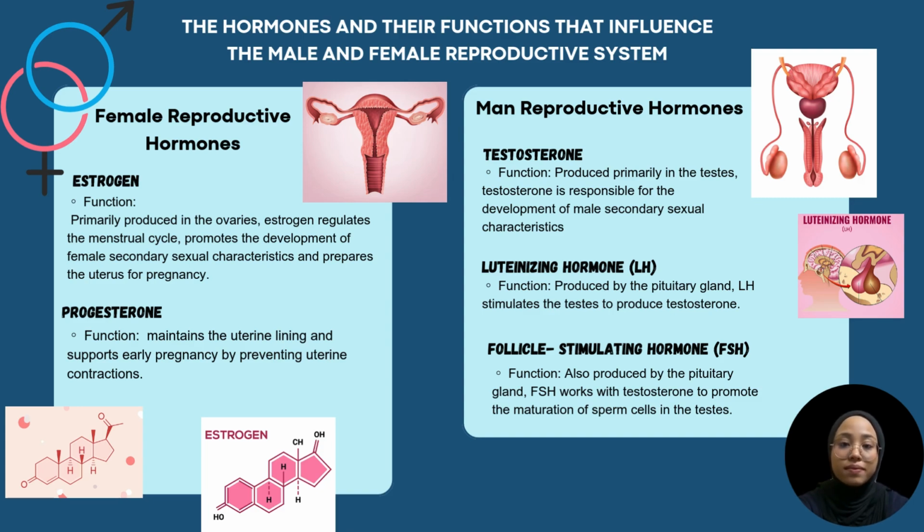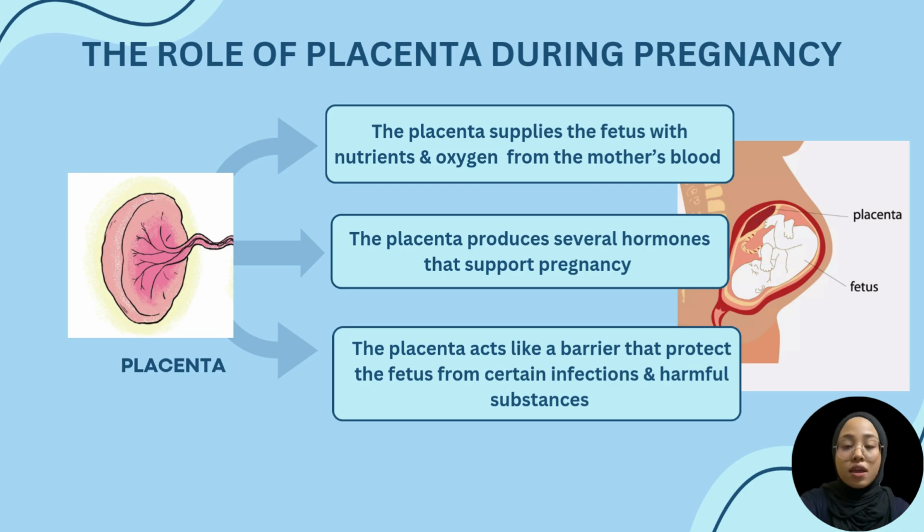The role of the placenta is first to supply the fetus with nutrients and oxygen from the mother's blood. Second, the placenta produces several hormones that support pregnancy. And the last one is the placenta acts like a barrier that protects the fetus from certain infections and harmful substances.